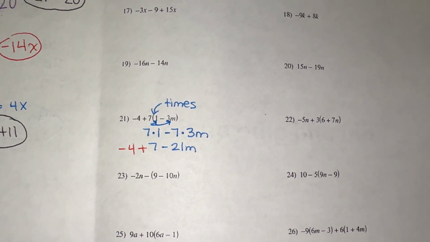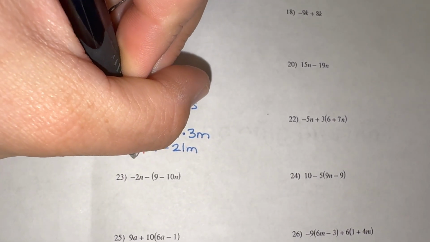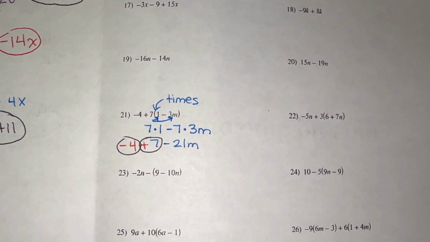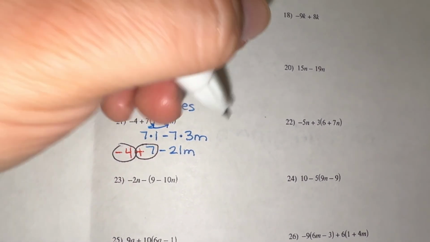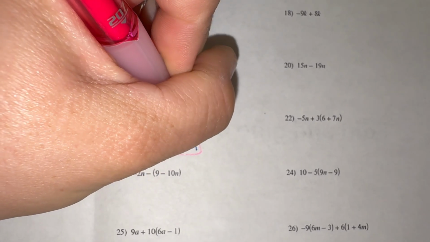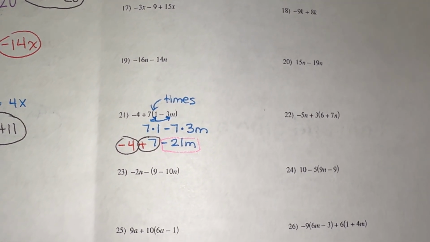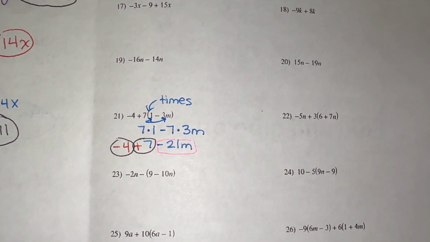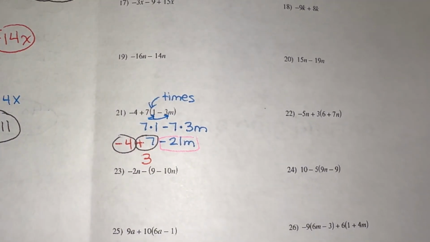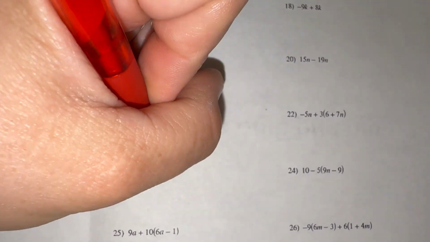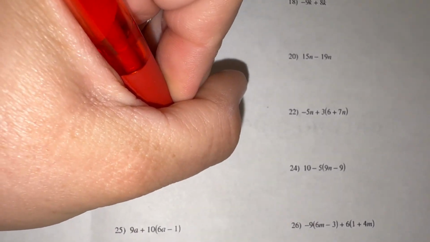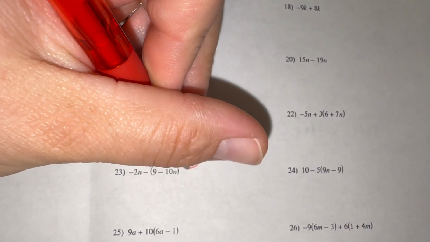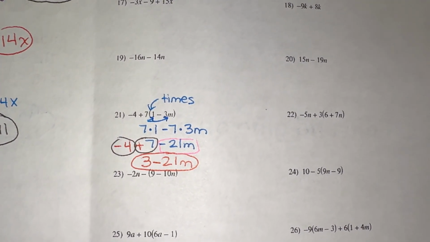All right, from here we can combine like terms. So we have negative 4 plus 7, and then we have the negative 21m by itself. Well, what's a negative 4 plus 7? That's the same as subtracting, which would be 3. 7 minus 4 is 3. And then negative 21m has no like terms, so that would stay by itself.